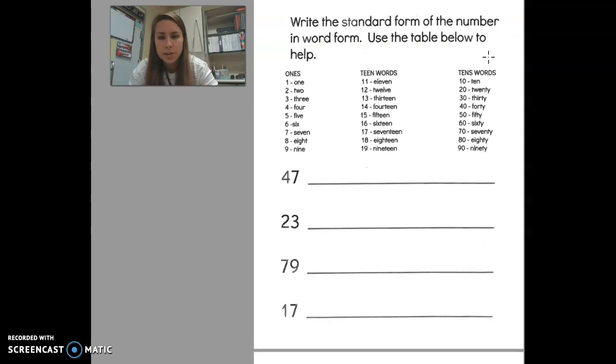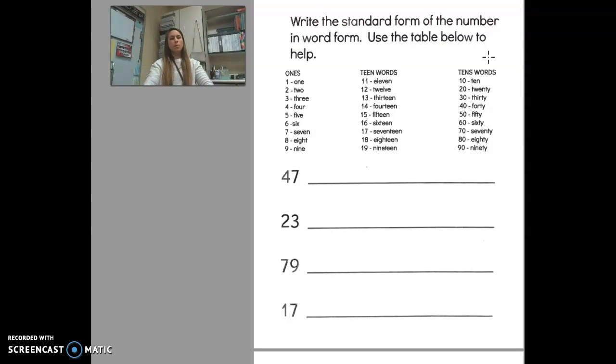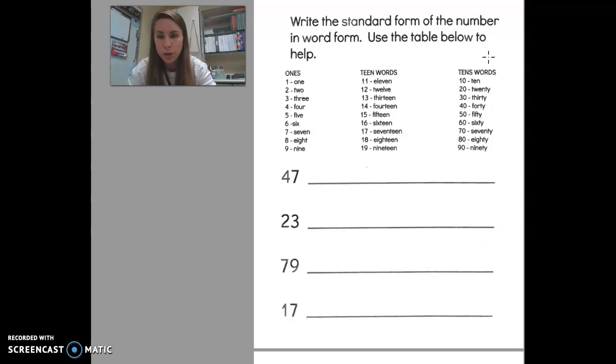On this next page, you are supposed to write the standard form of the number in word form. It says use the table below to help. Remember, word form is when I spell out my number with letters. So 47, for example, I've got to go over to my table and find 40, and then I have to go down and find 7. Okay, I have to write out my 47. I'm going to write it out just like I would say the word.